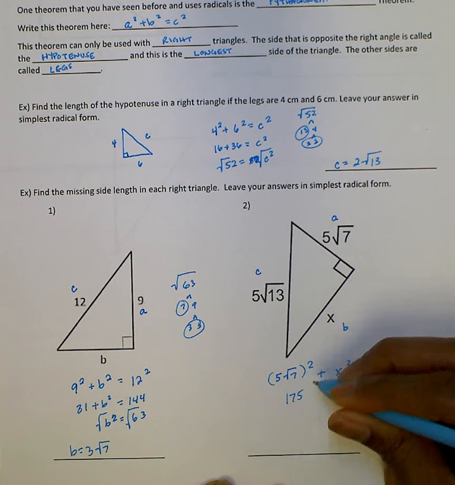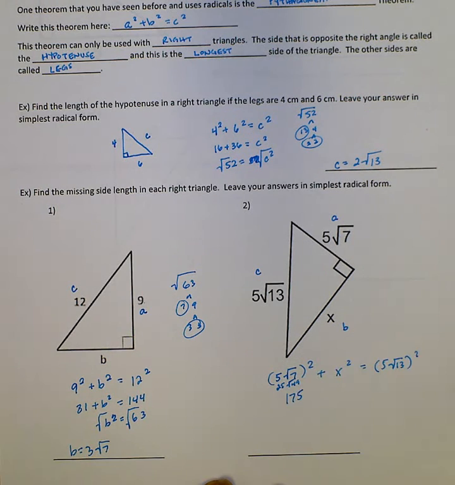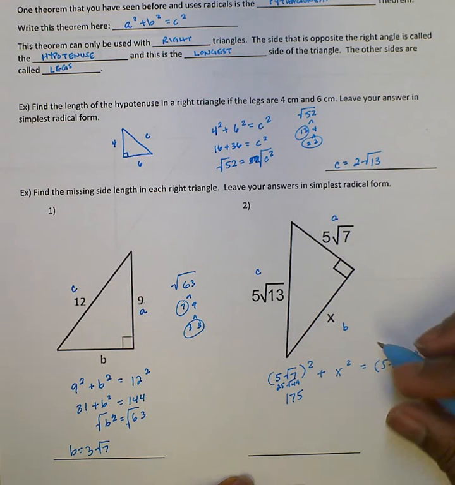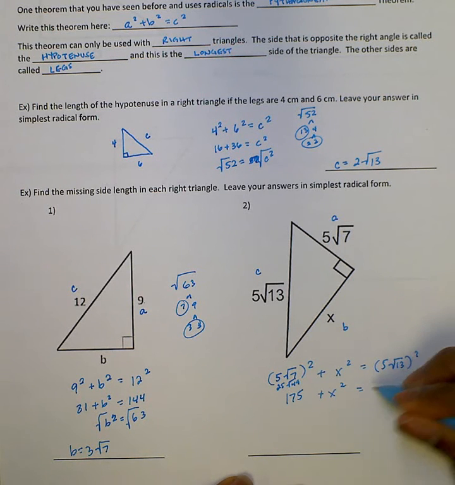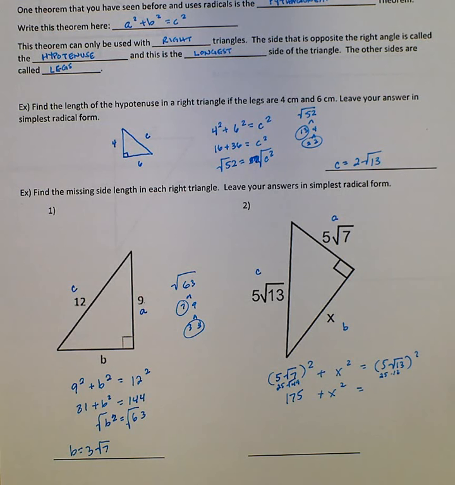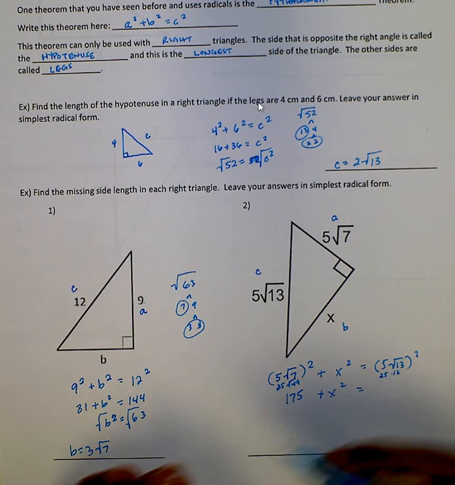Okay. So, because that'll give me 25 times radical 49. And radical 49 is 7. I'll just leave this as x squared, and this will give me 25 times 13. I'll do that on a calculator. 25 times 13, 325. Alright, so this is 325.